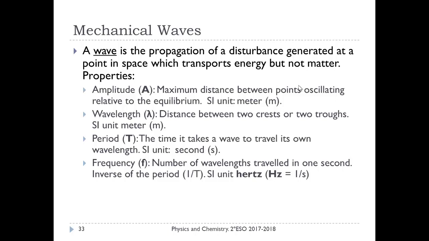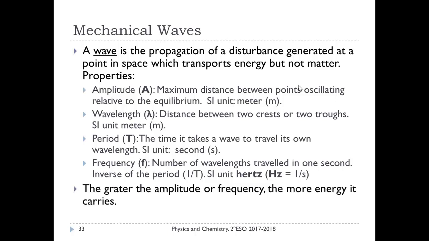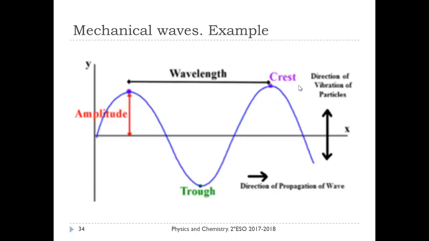We're going to see in a picture all the parts of the wave so you can understand it better. Period, which is T, is the time it takes a wave to travel its own wavelength, and the SI unit is seconds. Finally, frequency. The frequency is the number of wavelengths traveled in 1 second, and it's the inverse of the period. The SI unit is hertz, which is capital Hz. And this is very important: the greater the amplitude or frequency, the more energy it carries.